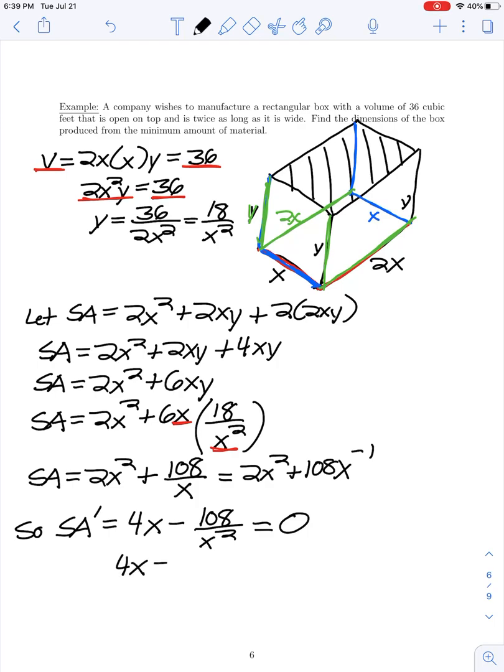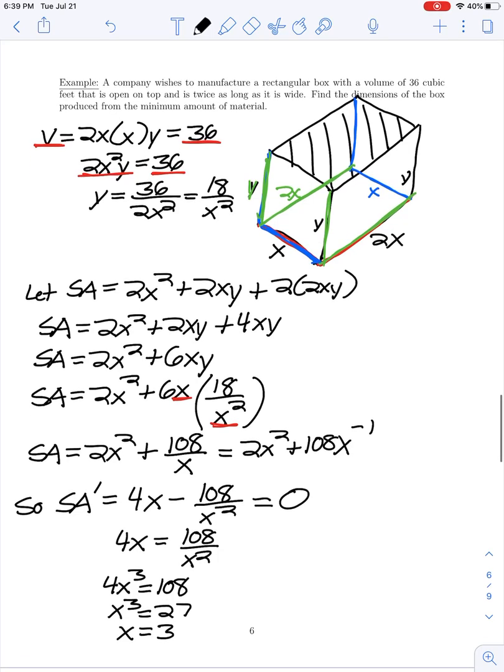So we have 4x is equal to 108 over x squared, or multiplying both sides by x squared, we have 4x cubed is 108, or dividing by 4, x cubed is 27, and so taking the cube root, x would have to be 3. Now again, the question is the same. How do we know that this value of 3 yields a minimum rather than a maximum?